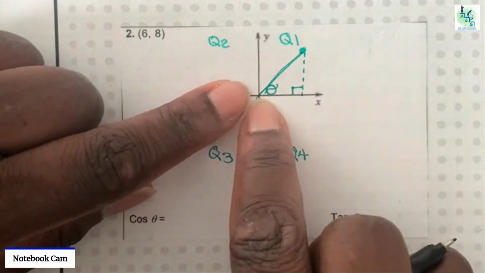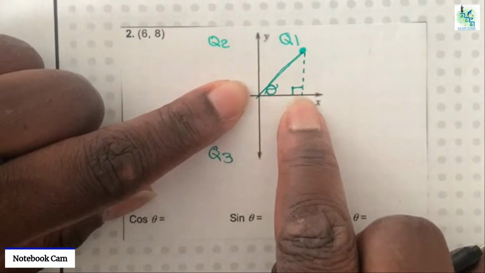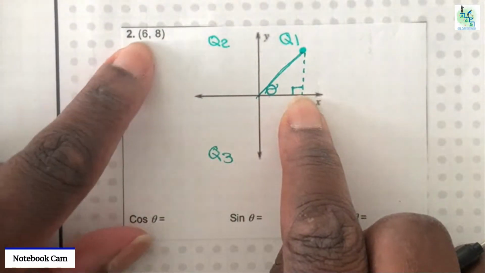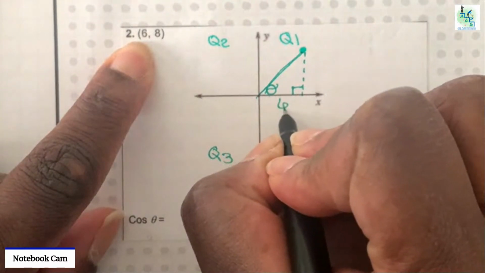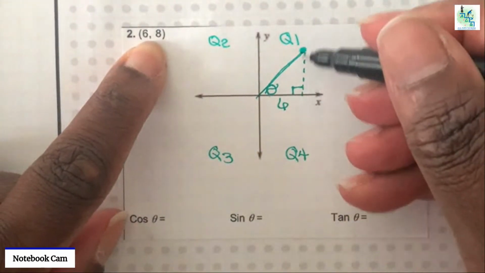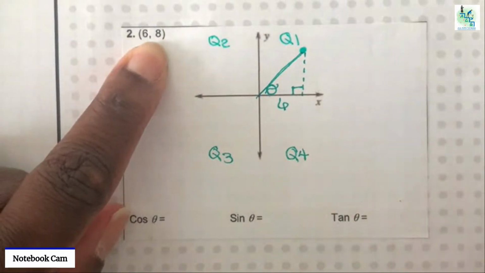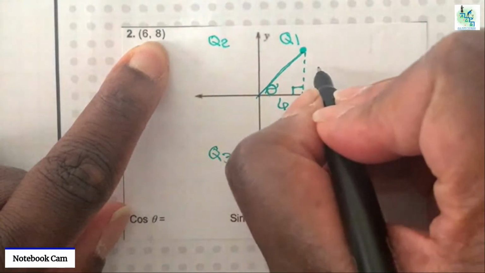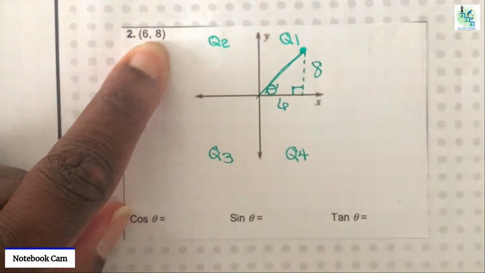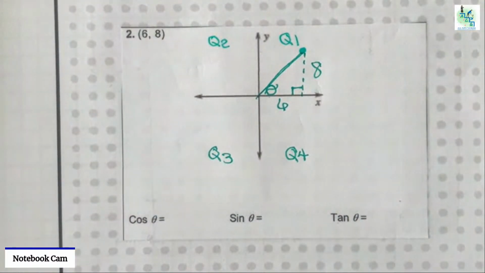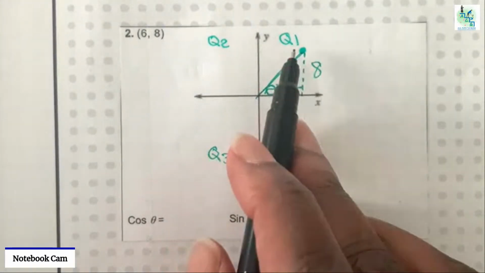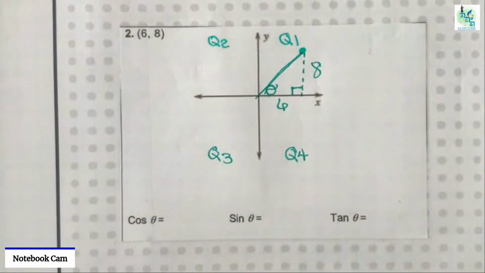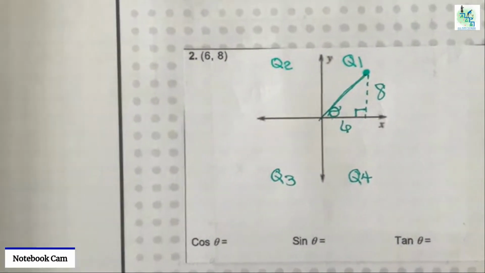So now, if I want to know the length of my x, I go to the x value of the coordinate, which is 6. If I want to find the length of my y, I go to the y coordinate, which is 8. So now we're looking for the hypotenuse again. So since we're looking for the hypotenuse, let's slide this over.